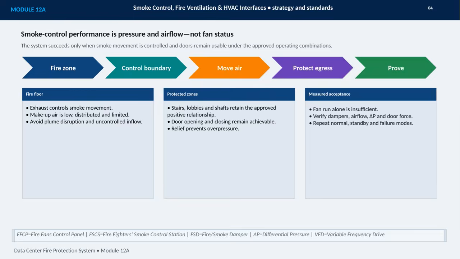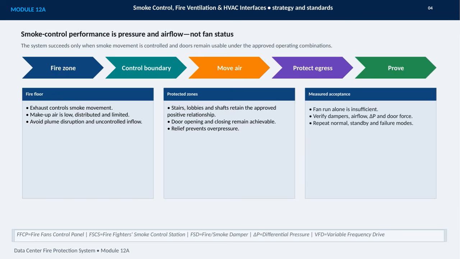This module focuses on smoke control, fire ventilation, and the interfaces with HVAC systems. The central point is that smoke control performance is measured in pressure and airflow, not simply by whether a fan is running. The system succeeds when smoke movement is controlled and doors remain usable under the approved operating combinations. The process moves from the fire zone to the control boundary to moving air, protecting egress, and finally proving performance.